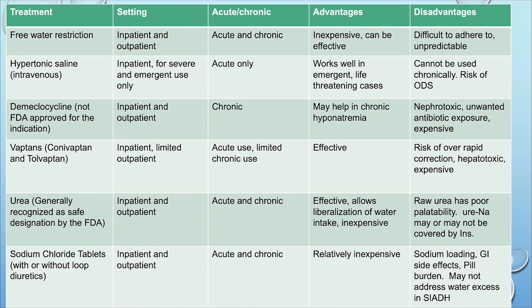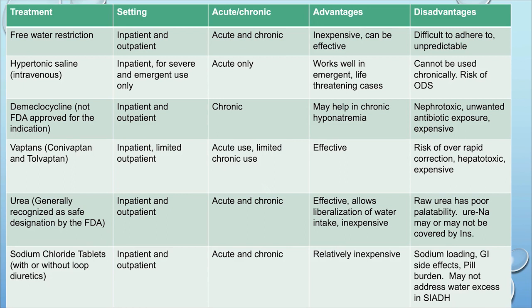The Vaptans, both Conivaptan and Tolvaptan, must be started in the inpatient setting. They have limited outpatient use, at least for Tolvaptan, which is the only available form outpatient. And the FDA has said we can only use it for 30 days and then must stop. They're very effective, but can lead to overcorrection. There is a hepatotoxicity associated with it, and that's why there is that 30-day rule, and they are extremely expensive.